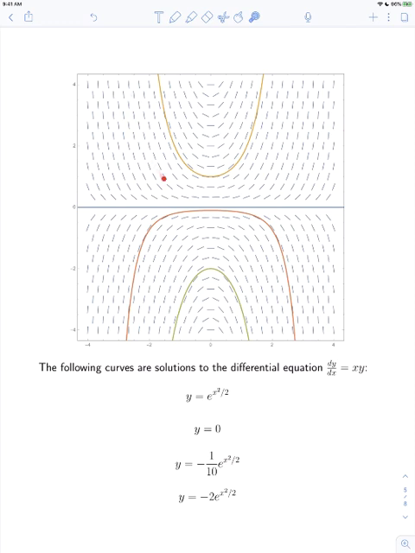And you can sort of see what other solutions might look like just by following these slope fields. And again, that's why they're sometimes called direction fields, because they give you an idea of what direction the solutions are going in. And in fact, sometimes people draw little arrows on them to indicate the direction of motion.